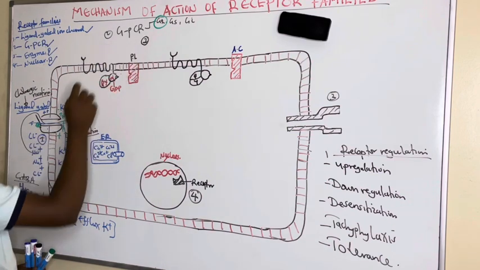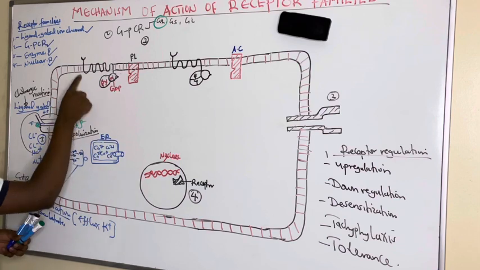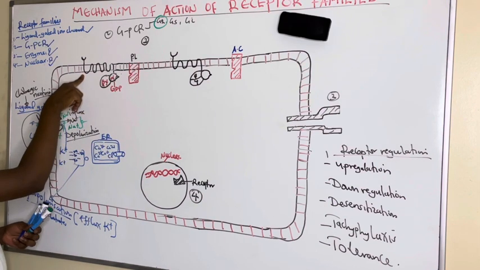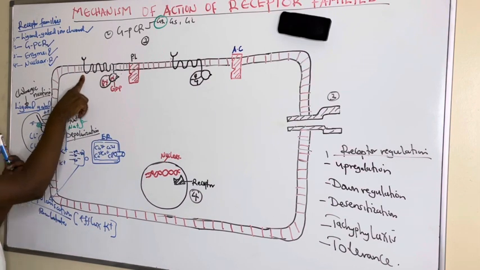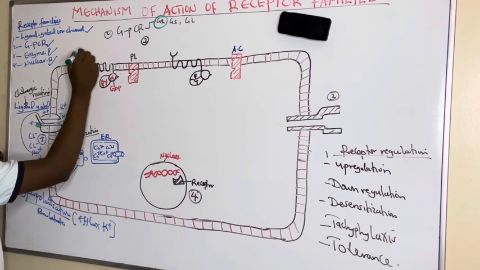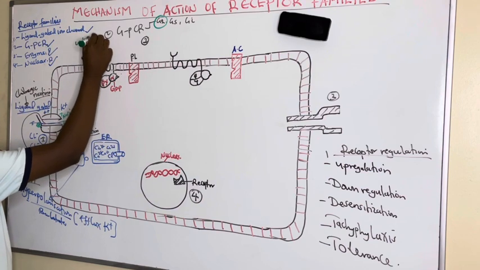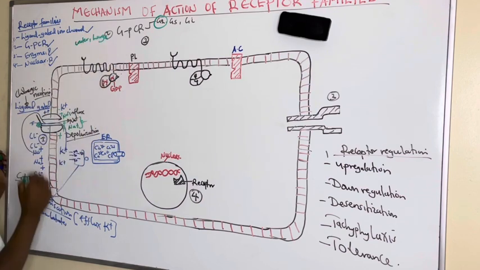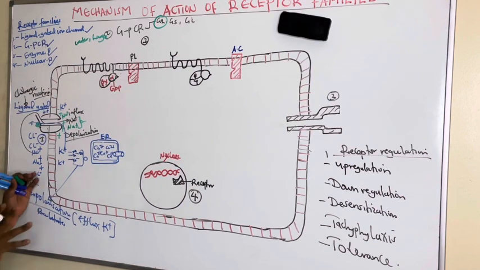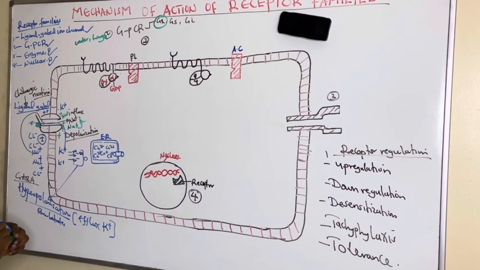If I have G2, which is a type of G-coupled protein receptor, what happens is that when the receptor is not bound to the drug, which is water soluble and large in size, this one is for water soluble drugs which are large in size. So large drugs and water soluble drugs have receptors outside the cell.